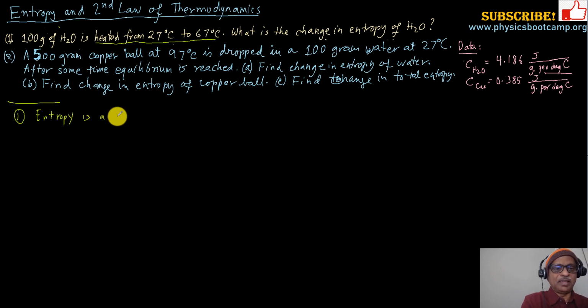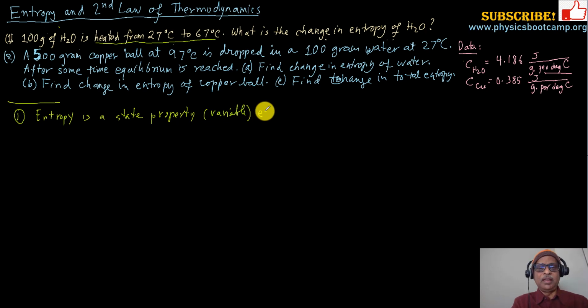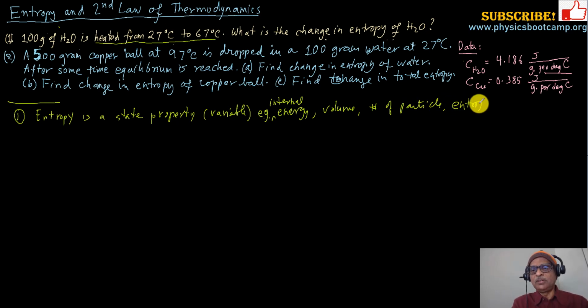Entropy is a state property, something called a state variable. Kind of like energy, and you can say internal energy here, volume, number of particles. Then you can list entropy as well.